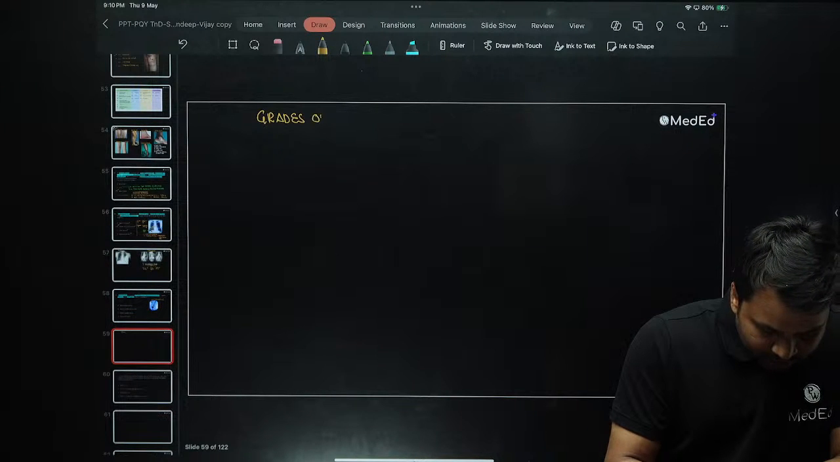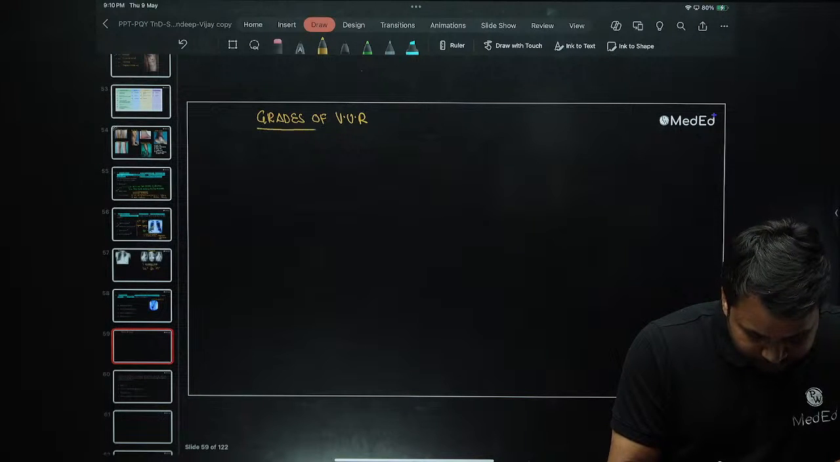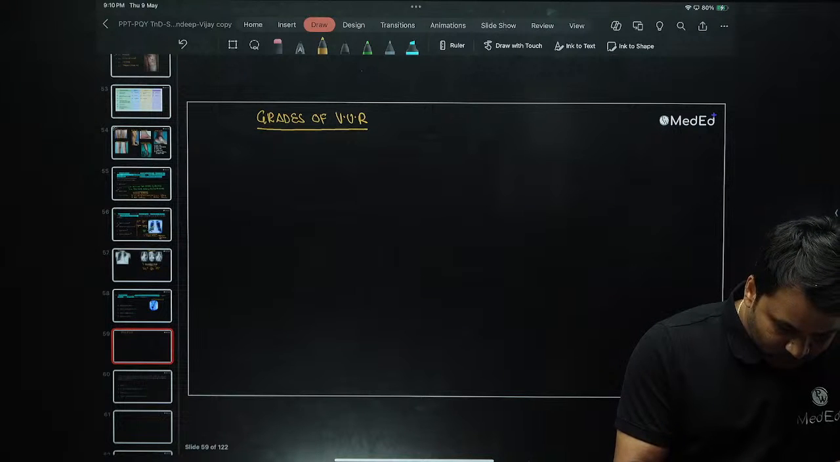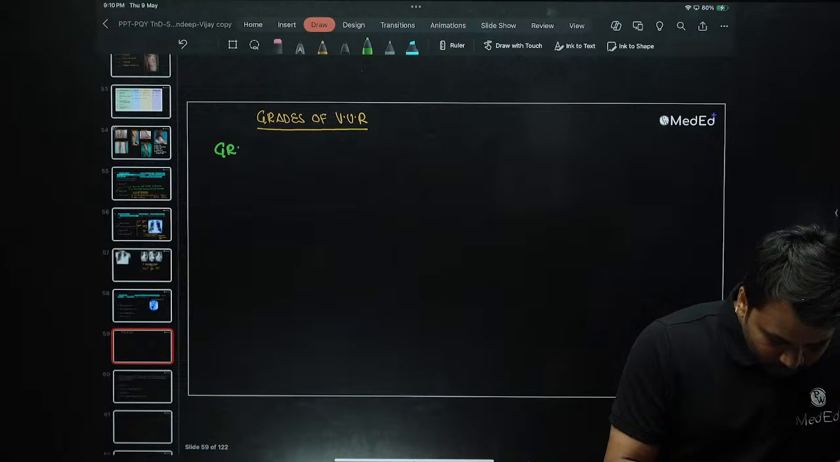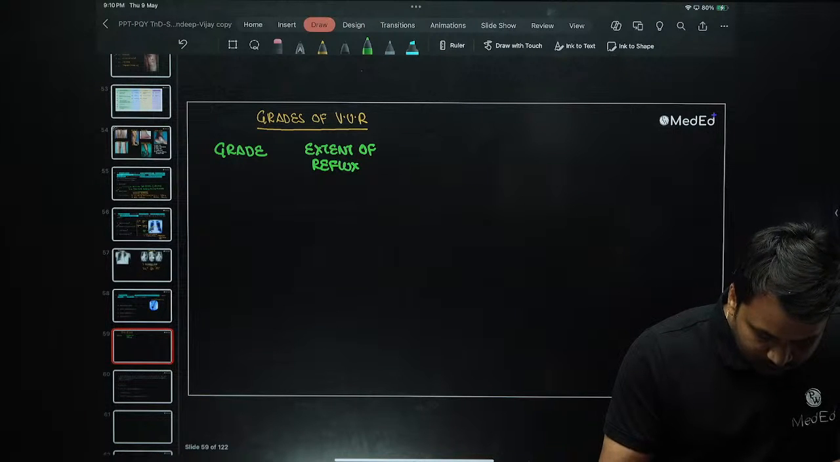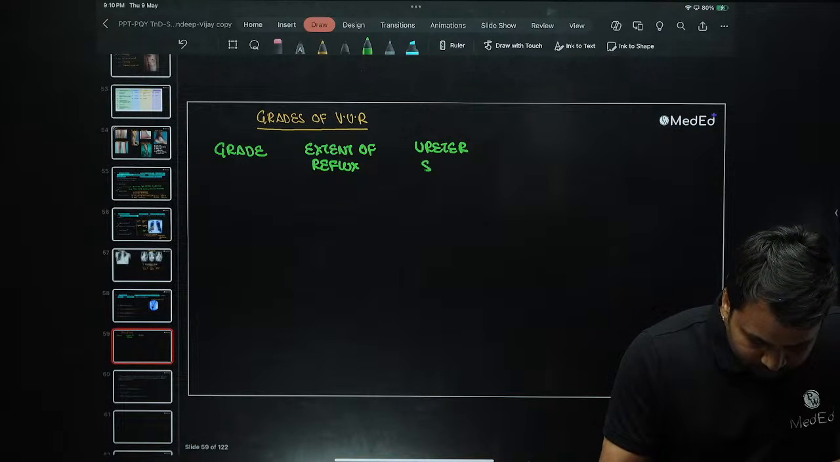When you talk about the grades of vesico-ureteric reflux, the grading is done on the basis of two components: the extent of reflux and the ureter status.